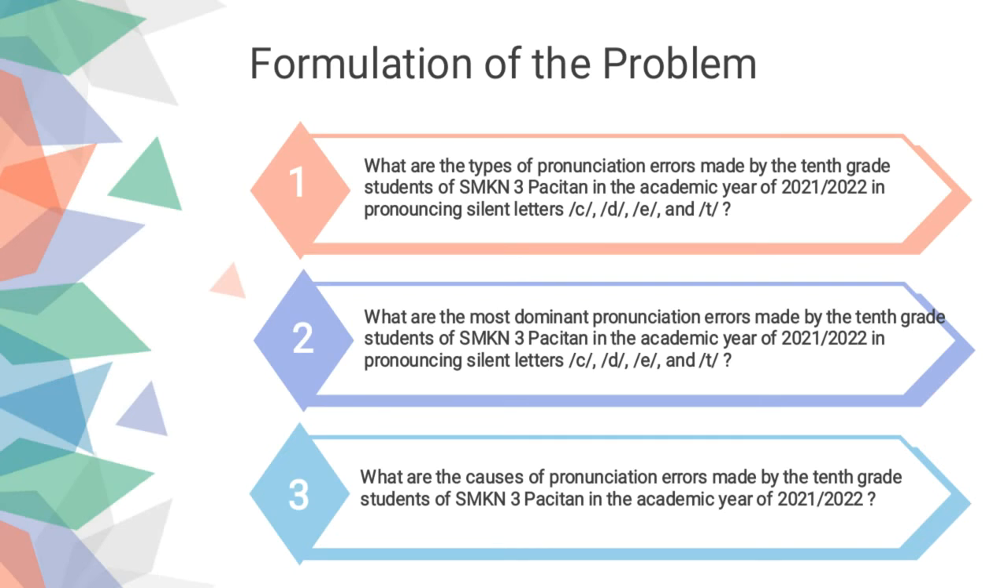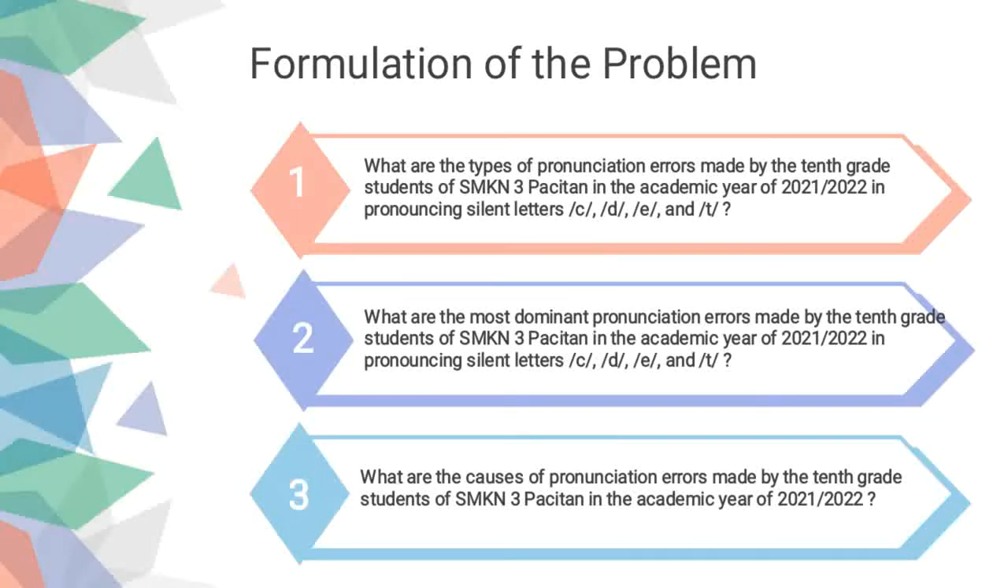Next, formulation of the problem. There are 3 formulations of the problem. The first, what are the types of pronunciation errors made by the 10th grade students of SMKN 3 Pacitan in the academic year of 2021-2022 in pronouncing silent letters C, D, E, and T?